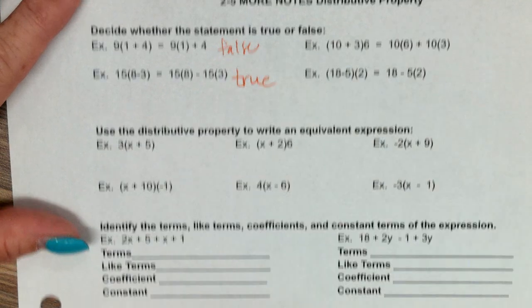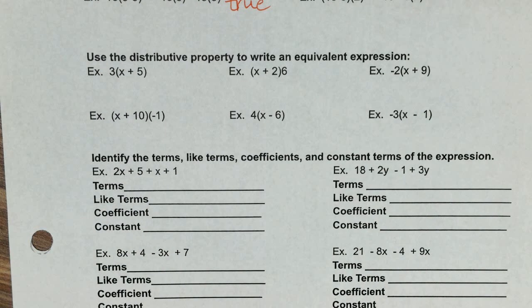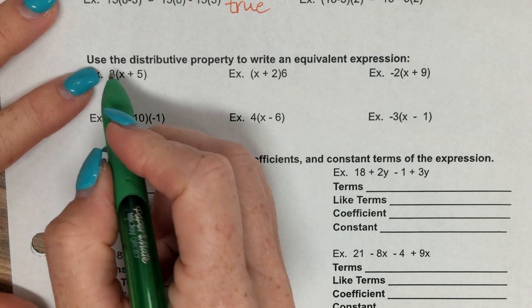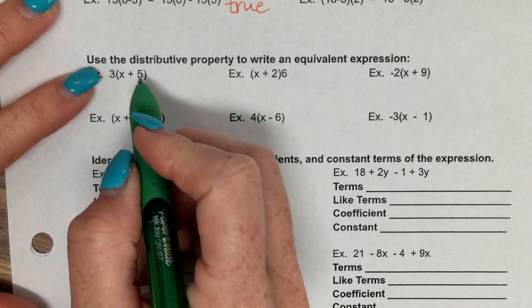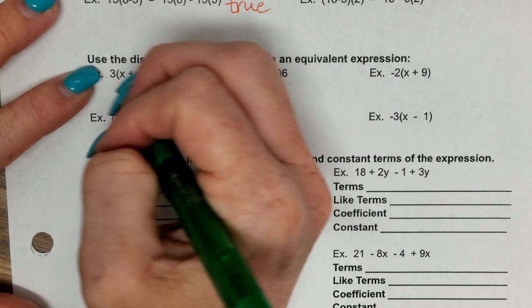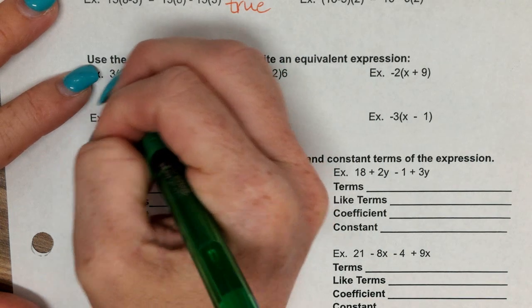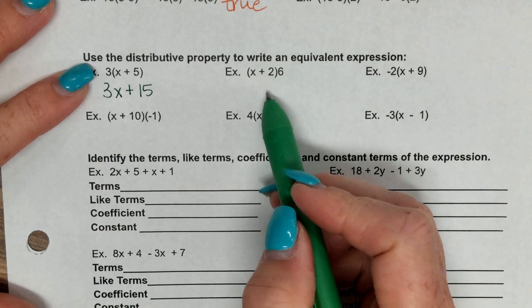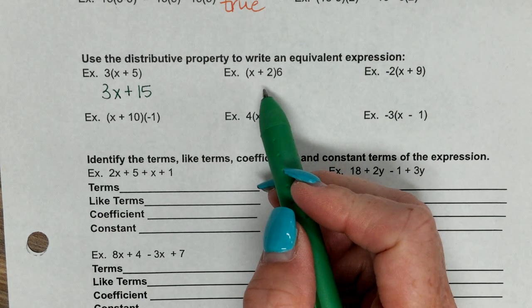All right, skip the other two. Let's go write these expressions. It says use the distributive property to write an equivalent expression. So let's do the first one. I'm going to distribute the 3 to the x and the 3 to the 5. So 3x plus 3 times 5 is 15. Okay, do the second one on your own.